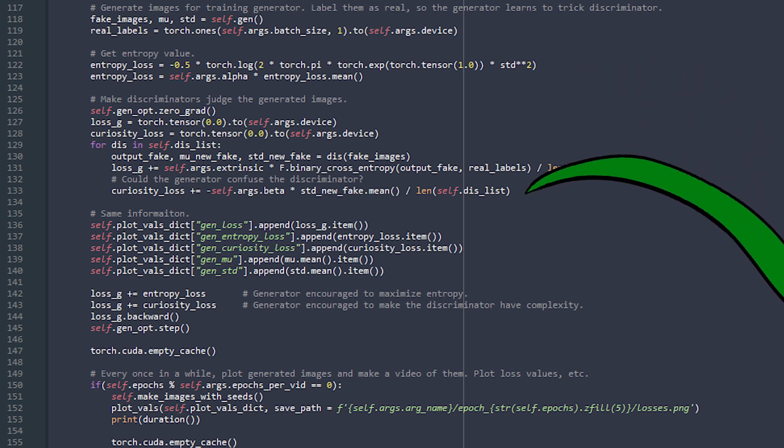And not only that, but it gets a curiosity value. So curiosity means it's not just trying to act randomly on its own, it also wants the discriminator to be so uncertain that the discriminator has to use high standard deviations. So the generator, it actually wants to maximize complexity. It's as if the generator wants to maximize free energy.